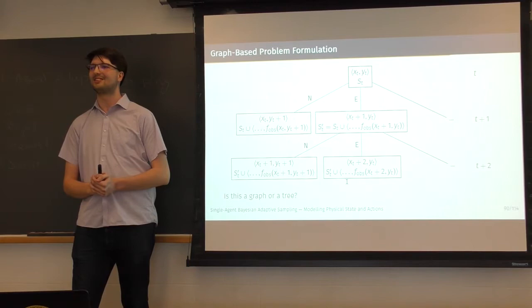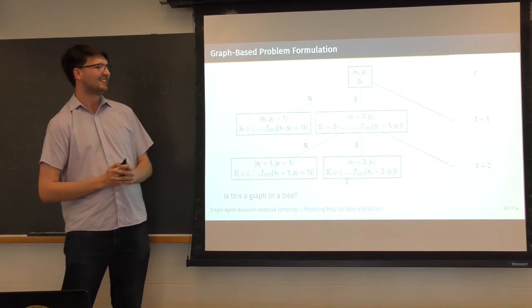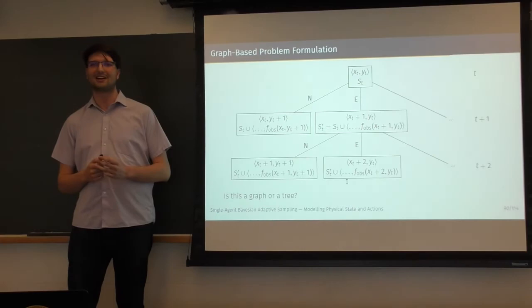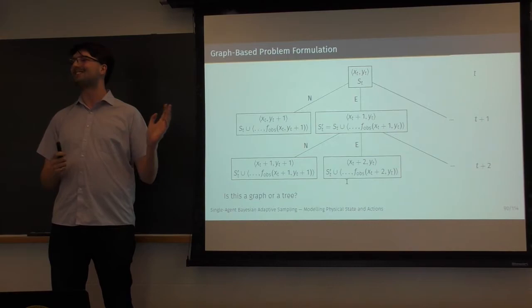Sure, looks like a tree. Yeah, definitely drawn like a tree. Remember, this is a clue. A tree is a directed acyclic graph. No, that's not true. A tree isn't a directed acyclic graph. Okay, sorry, I'll ask: is it a directed acyclic graph? Also, is it a tree?